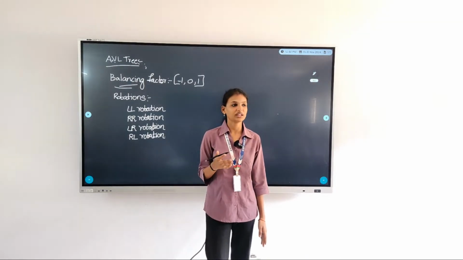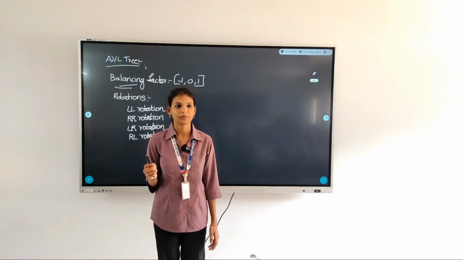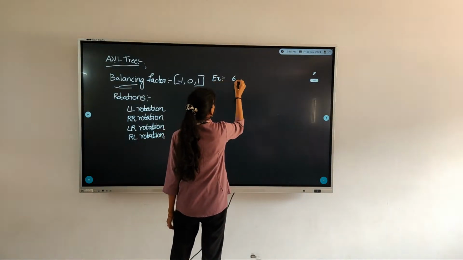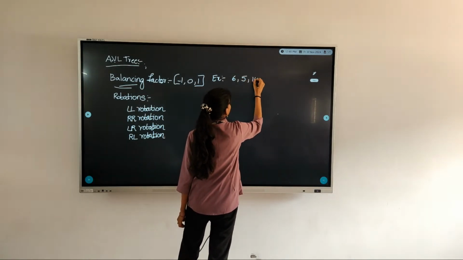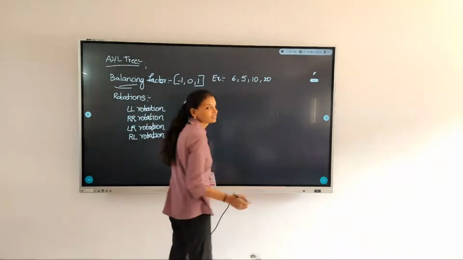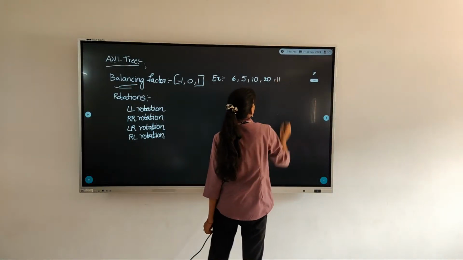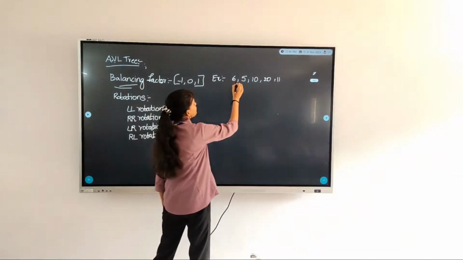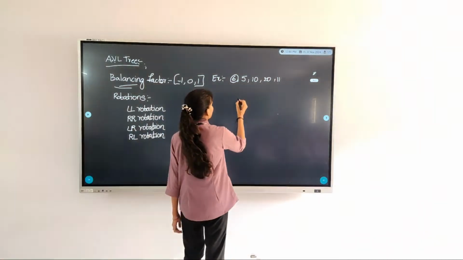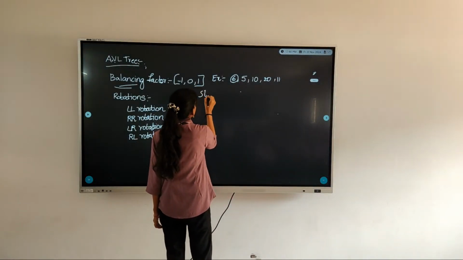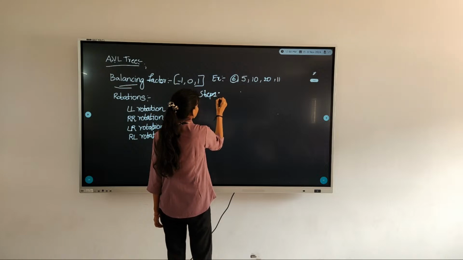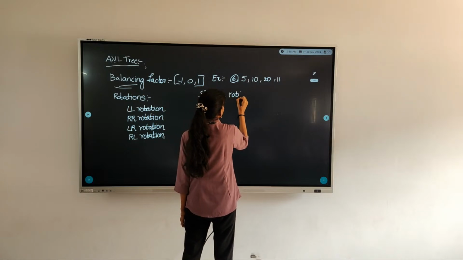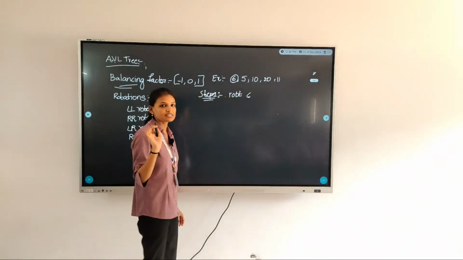Any one of you say any 5 numbers? 6, 5, 10, 20, 11. First of all, if you want to construct an AVL tree, then the first number is our root node. Our root node is 6. First we want to insert the 6 in a tree.